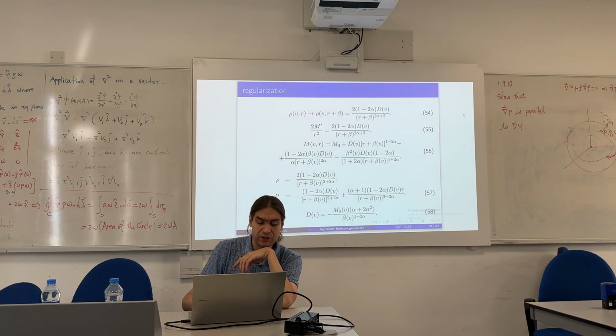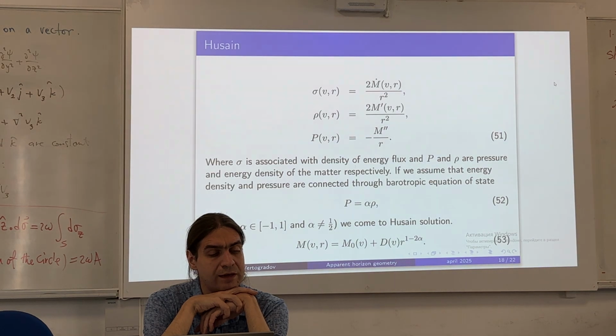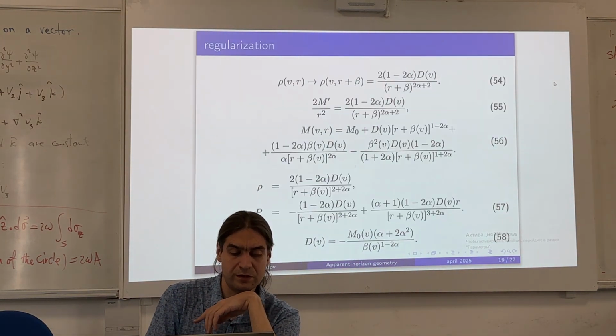In Herzen solution, just pay attention to rho and P. Yes, when we consider alpha is bigger than 1/2, then when R turns to 0, pressure and energy density blow up. Just blow up, and we have singularity.